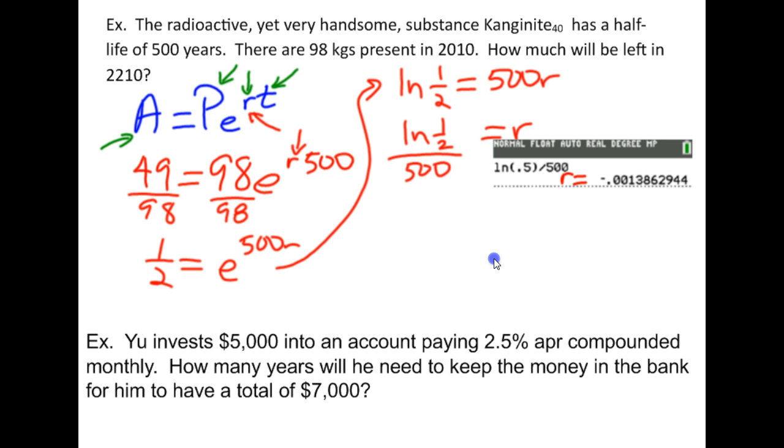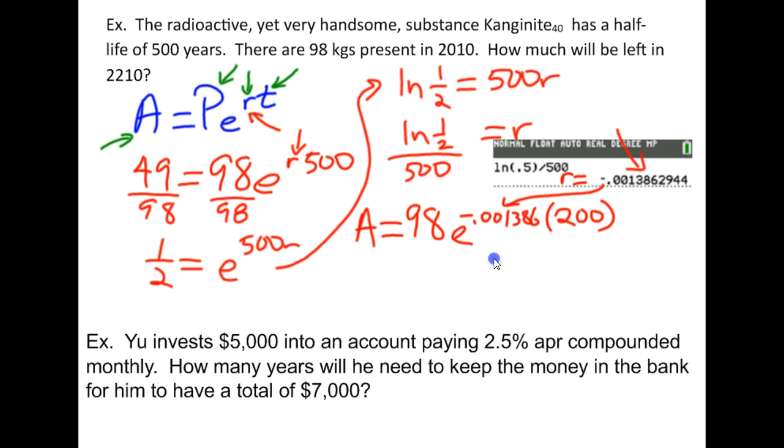Now that I know how fast this is decaying, later on it says, how much is going to be left in the year 2210? Since I know how fast it's decaying, and I know how long it's decaying for, I should be able to find out how much is left of that 98 kilogram mass that I started with. A is the amount that's going to be left over time, so I'm looking for that in this case. A will equal 98 times e to this R value, the negative 0.001386, yada, yada, yada, times, well, from 2010 to 2210 is 200 years.